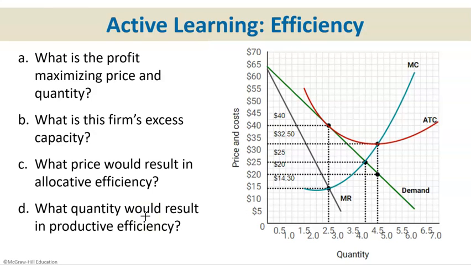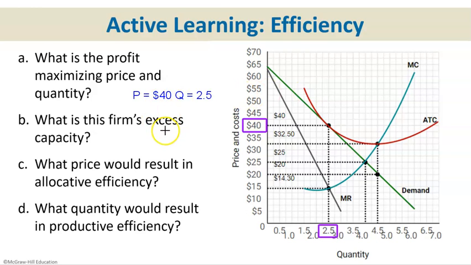First thing, to find the profit maximizing price and quantity, we want to find on the graph where marginal revenue is equal to marginal cost, which is right here. You go straight down from that point. That will give you the profit maximizing quantity, 2.5, and move straight up from there to the demand curve, and you will find the profit maximizing price. So profit maximizing price is 40 and quantity is 2.5.